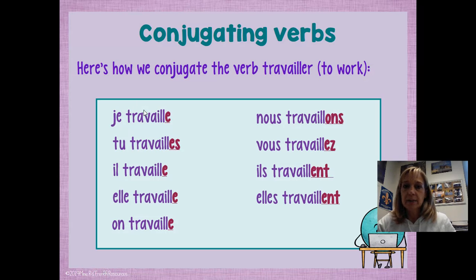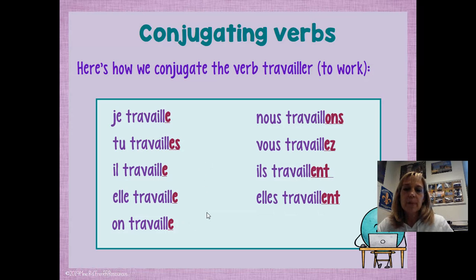Je travaille. Tu travailles. Il travaille. Elle travaille. On travaille. Nous travaillons. Vous travaillez. Il travaille. Elle travaille.